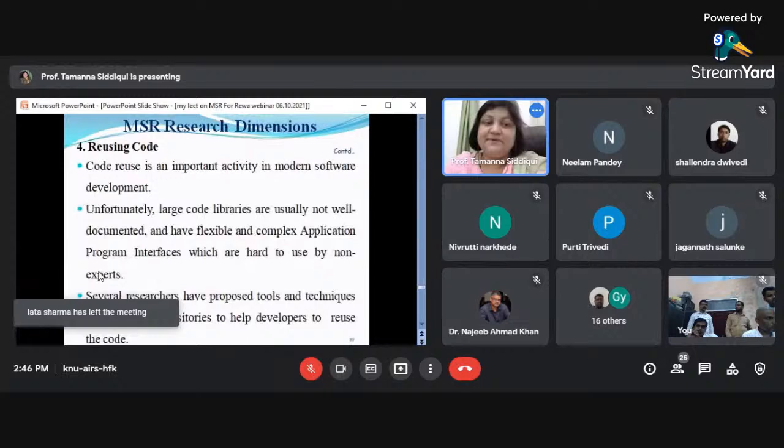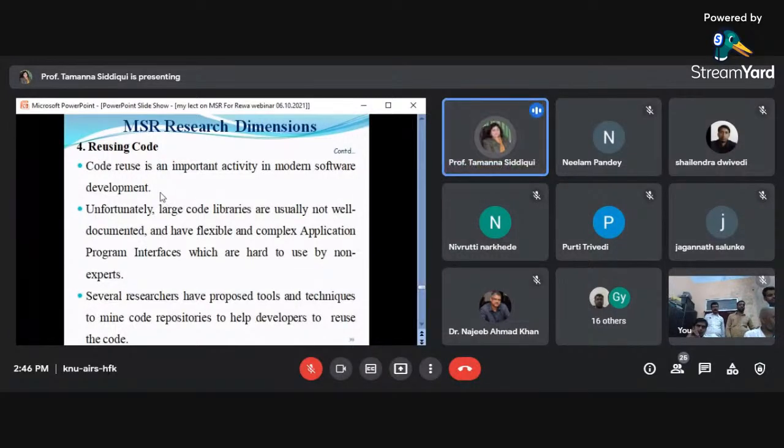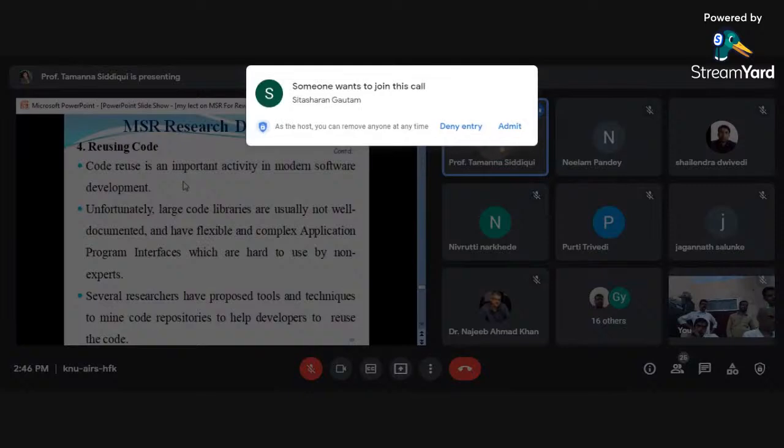The next area in the MSR research dimension is reusing code. Again, every time I'm telling you that we have rich code repositories available, which are freely available, open source available, but whether we are using that code or not, this is a question. So reusing code is another area in the MSR research dimension. Code reuse is an important activity in modern software development.